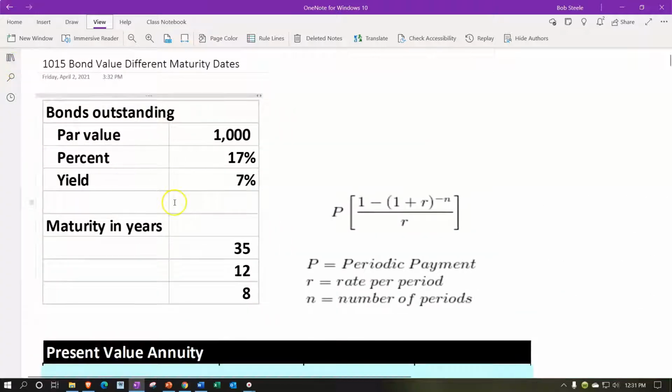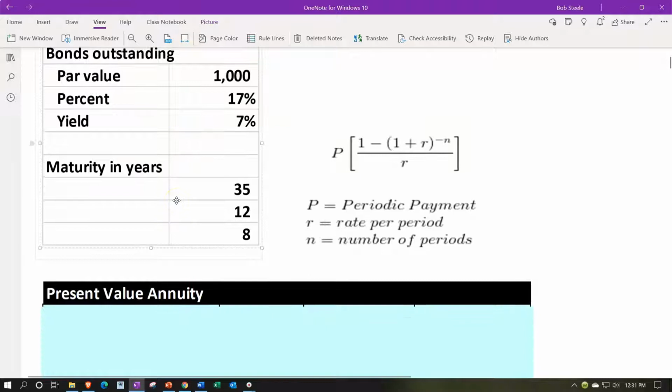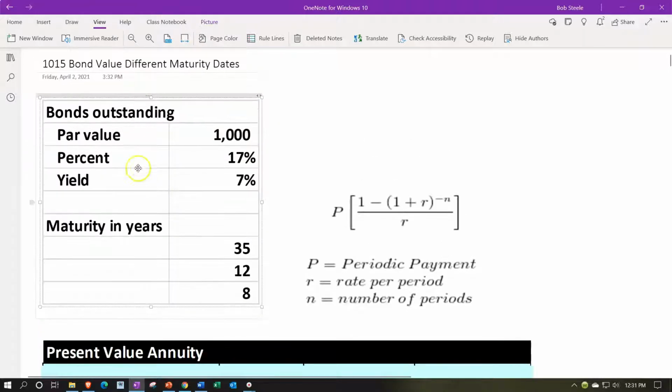Closing this back up, we're going to have our information up top. We will work through that information, then down below. So our information says we have the bonds outstanding, par value 1,000. The percent is going to be 17%. These are the items that we can expect to see on the bond or derive from the bond itself, as well as the maturity point from the bond itself.